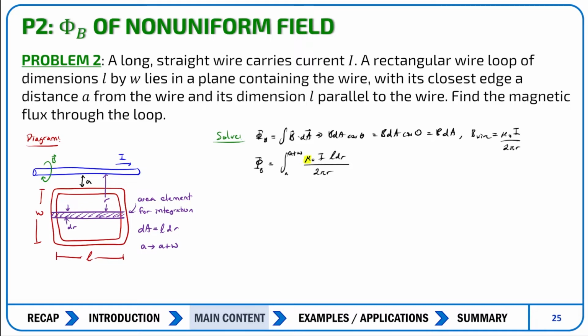We factor out the constants. And we end up with mu naught I L over 2 pi times the integral from a to a plus w of dr over r. That's going to give us ln of r as the integral solution. So we have mu naught I L over 2 pi, and we have ln of (a plus w) over a. And that is the answer for our magnetic flux.